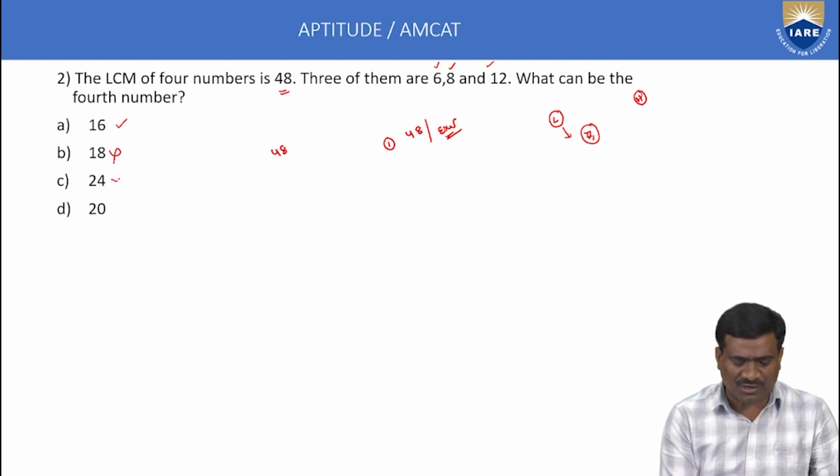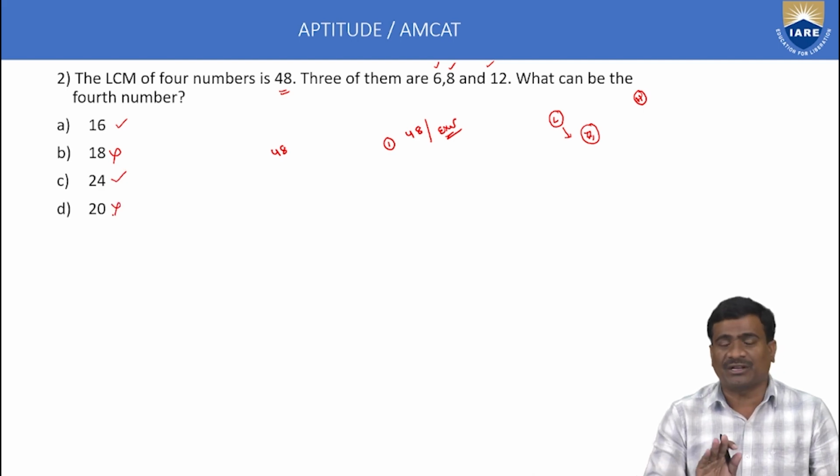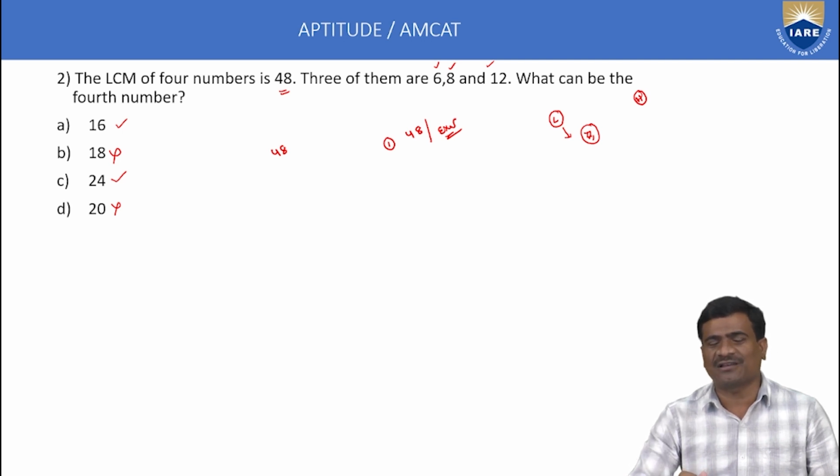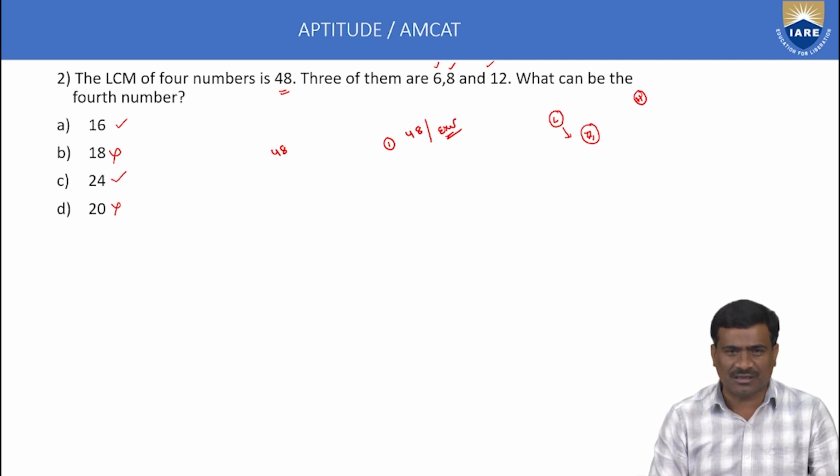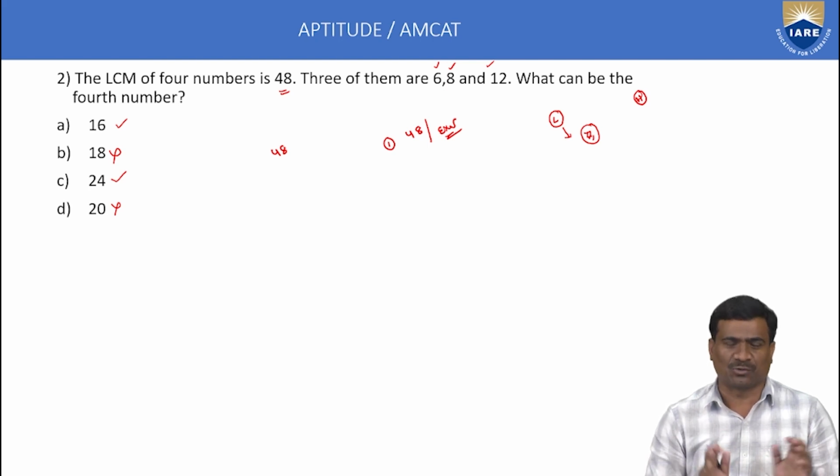48 is exactly divisible by 24. 48 is not divisible by 20. By the definition of LCM, the answer is always exactly divisible by the given numbers. By using option verification, only 16 and 24 are correct; the remaining two are not correct by the divisibility rule.